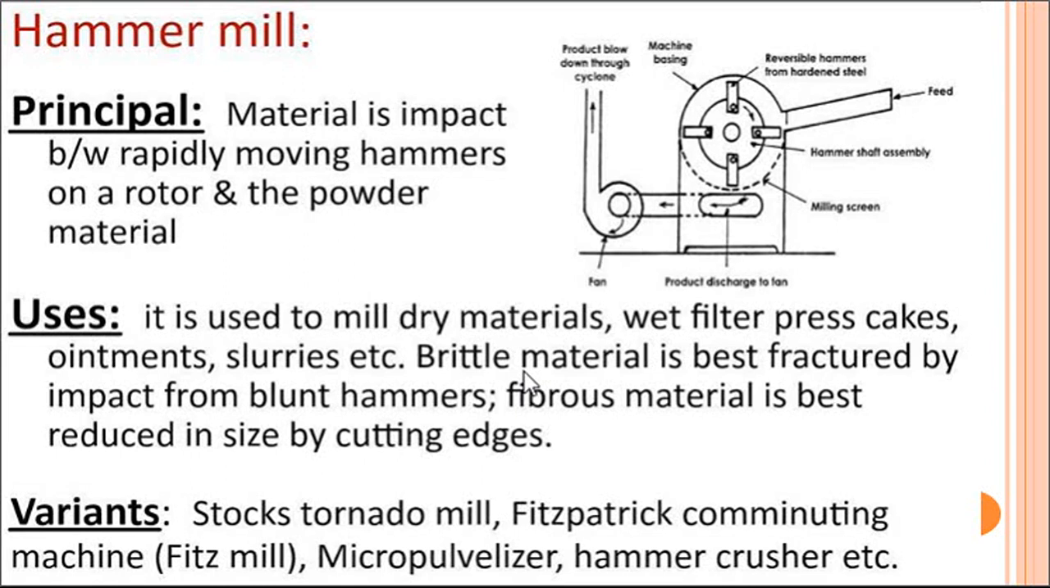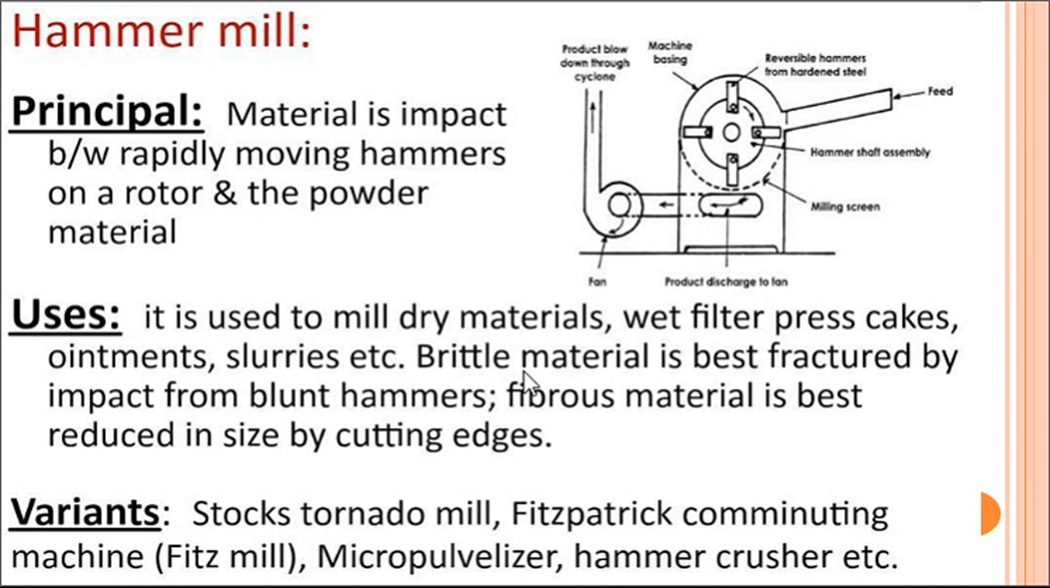There are various uses and applications of this hammer mill. Let me describe them. It is usually used to mill dry material, wet filter press cake, ointment-like formulations, slurry for calcium carbonate, etc. One can also use it for brittle material which can be fractured impactfully by the blunt hammer. Fibrous material can also be effectively size reduced by the same mill, and it is one of the best for reducing the size to make a powder grade of desired size and shape.